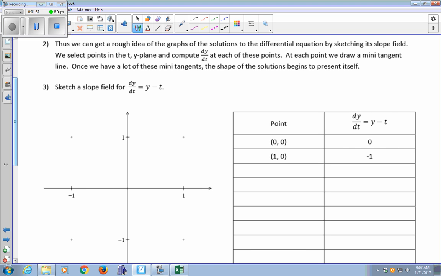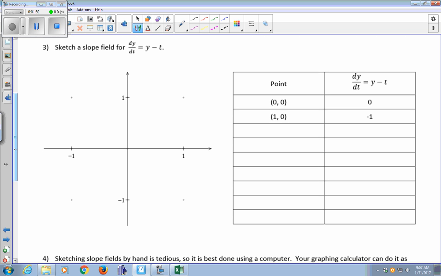So we'll do a quick example here. I've got dy/dt equals y minus t. It's not separable, right, because that y and t are separated by subtraction and not multiplication. So I have to look at the solution qualitatively. So I'm just going to pick some random points in the ty plane and calculate the slope of the tangent line by plugging that t and y into the differential equation. So y minus t, 0 minus 0 is 0. 0 minus 1 is negative 1.